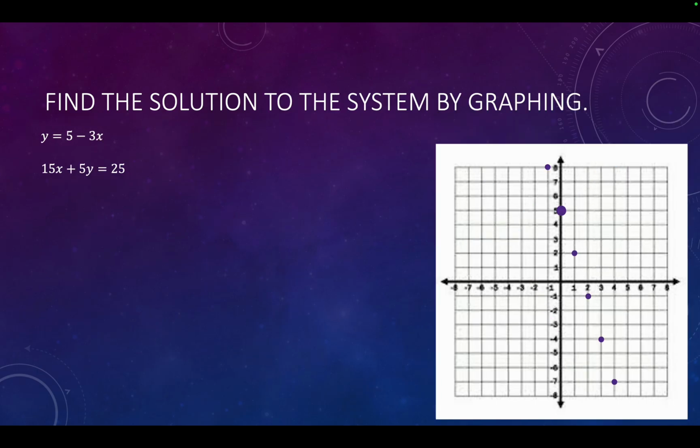Let's take a look at this next example. Find the solution to the system by graphing. If we graph this first one, let's start with the slope. It's out of order here, right? The y-intercept is this number without the x. This number with the x is the slope. So the slope is -3/1. The y-intercept is 5.